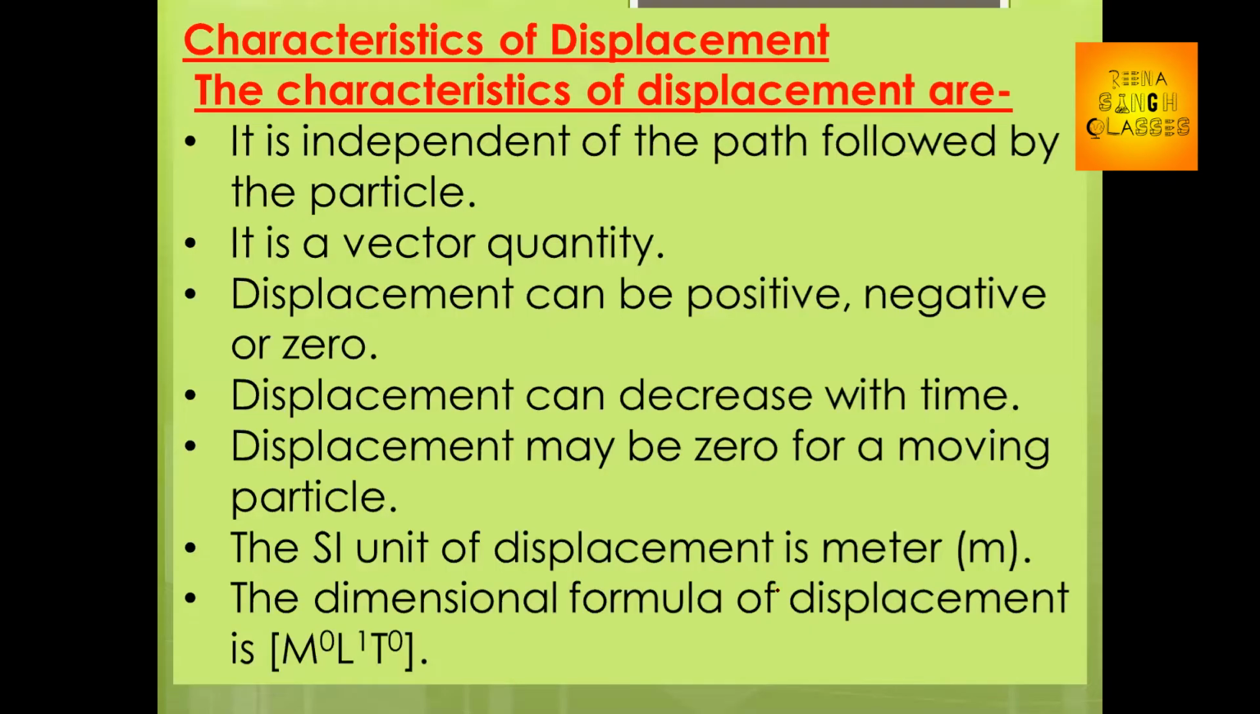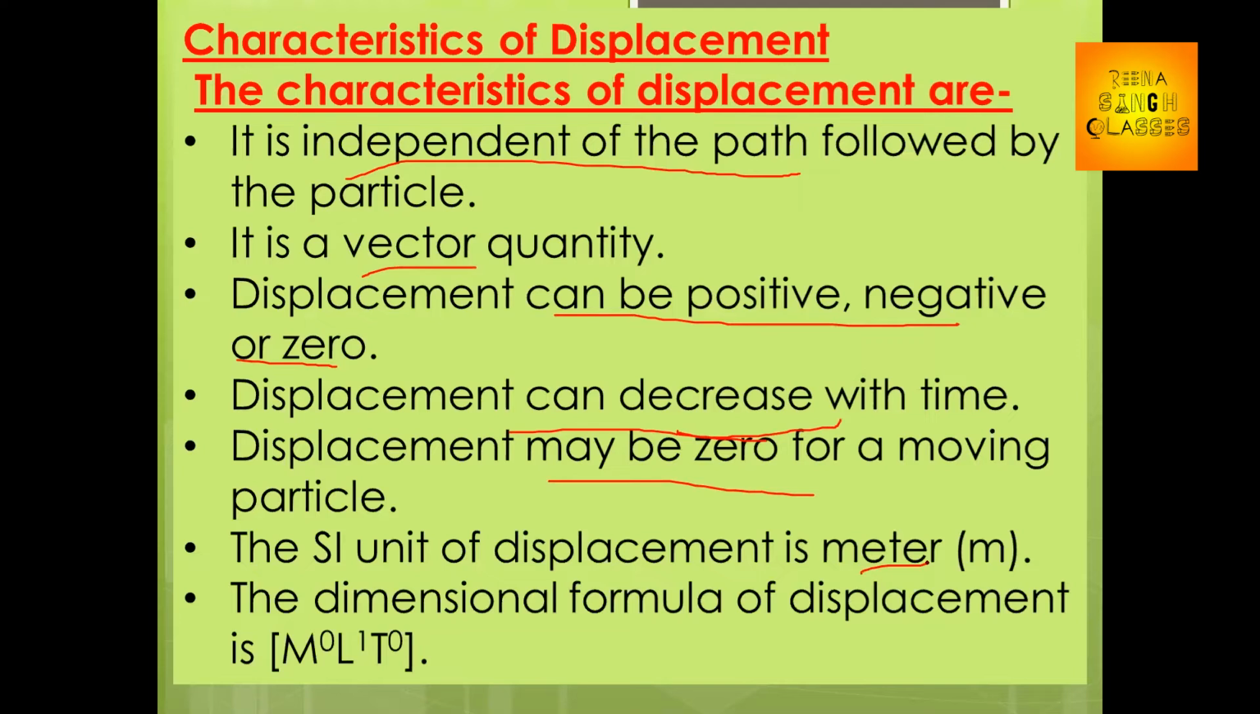What are the characteristics of displacement? Displacement is independent of the path followed by the particle. It is a vector quantity because it has both magnitude and direction. Displacement can be positive, negative, or zero. Displacement can decrease with time. Displacement may be zero for a moving particle.